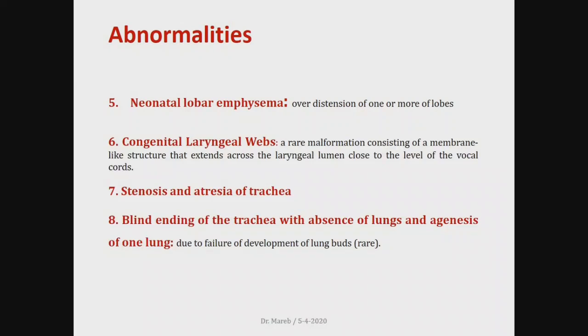Congenital laryngeal webs. This is a very rare malformation. It consists of a membrane-like structure that extends across the laryngeal lumen close to the level of the vocal cords. Stenosis and atresia of the trachea. Again, this is a rare malformation. A blind ending of the trachea with absence of lung, and agenesis of one lung. This is due to failure of development of the lung, but again, this is a rare anomaly.